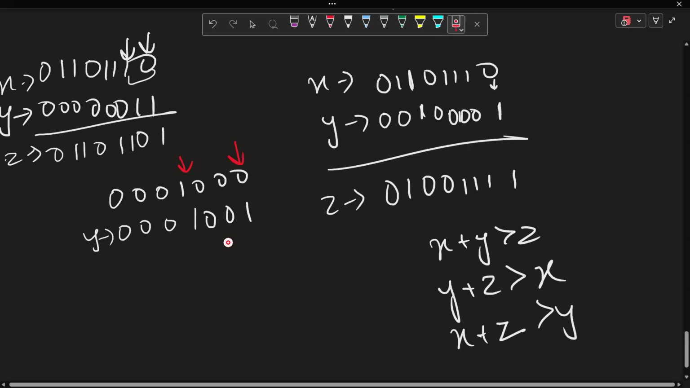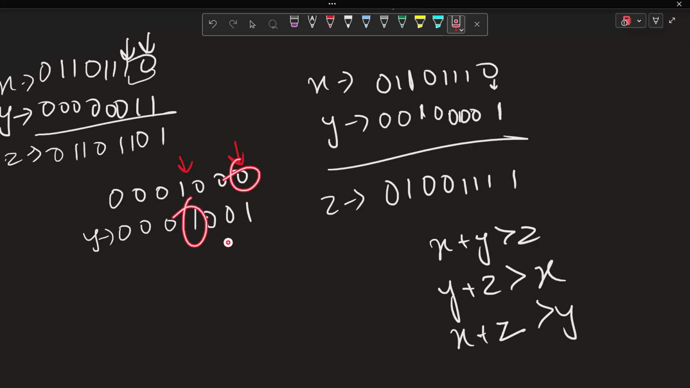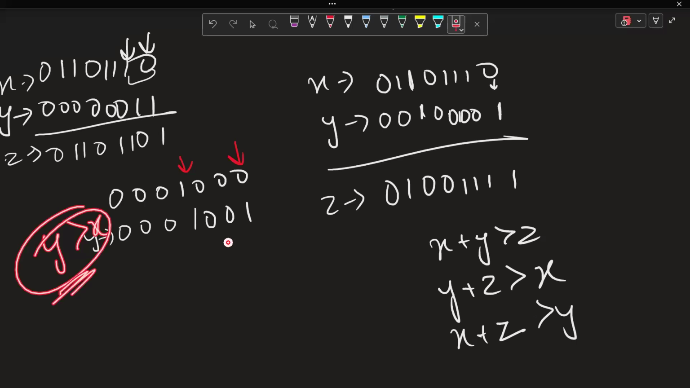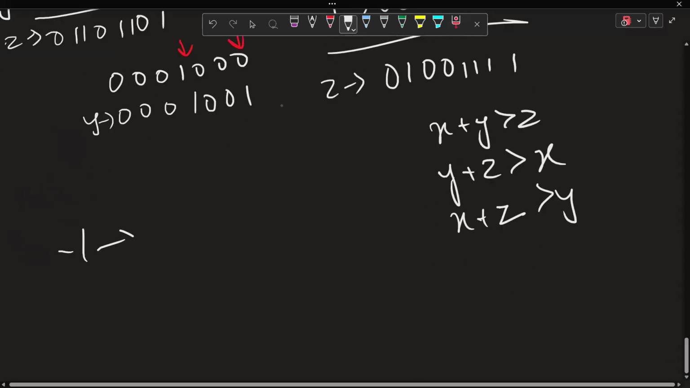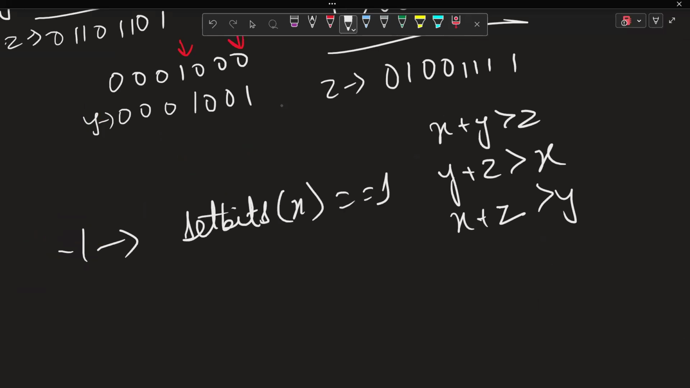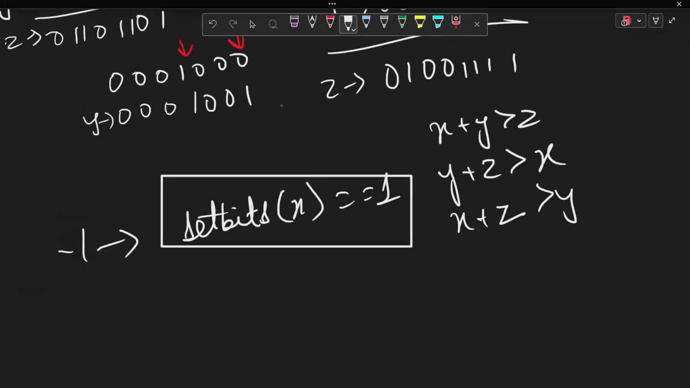When you have only one set bit in X, then that bit would be set and one other bit would be set. So in that case, your Y would always become greater than X. So for all such X where there is only one set bit, I'll say my answer is -1. It is not possible to select such a Y which satisfies this condition. So one condition for -1 is if set bits in X is equal to 1. In that case, you would say that forming your answer is not possible.